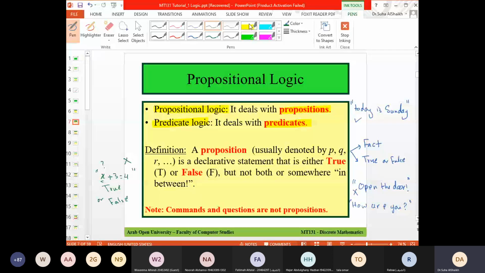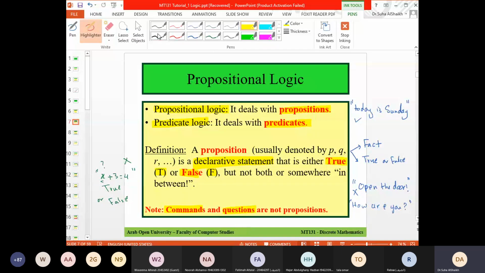A proposition means a declarative sentence. What does declarative sentence mean? It has a fact. This phrase, that it has a fact, means declarative sentence, that can be either true or false. If it is true, we say it has a value T. If it is false, it has a value F. And not both, or somewhere in between. The commands and the questions are not examples of a proposition, as we saw.